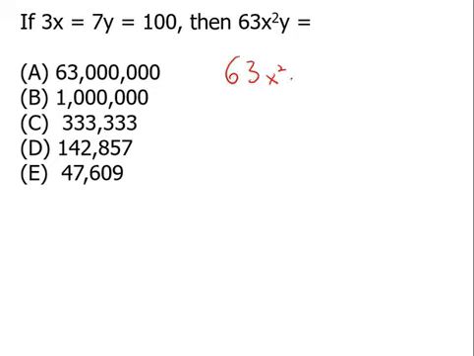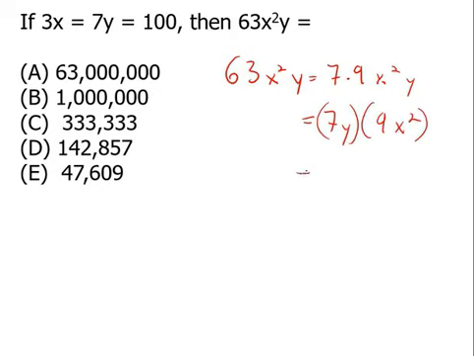63x squared y. I'm going to write that as 7 times 9x squared y. Well, notice I'm going to regroup these now. 7y, I know the value is 7y, and then I have this 9x squared left over. Well, 9x squared, I could write that because 9 is a square and x is squared, I could write that as 3x times 3x. So this whole expression is 7y times 3x times 3x.